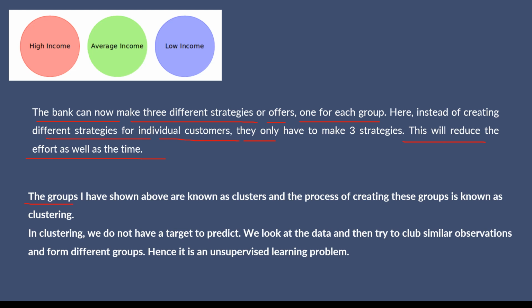The groups I have shown above are known as clusters, and the process of creating these groups is known as clustering. So you can clearly see here there are three groups: high income group, average income group, and low income group. In clustering, we do not have a target to predict, like we have seen in a classification problem. In clustering, you are not going to predict anything. That's why it is classified under unsupervised learning. We look at the data and then try to club similar observations and form different groups. Hence, it is an unsupervised learning problem.